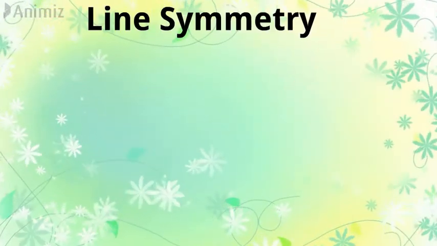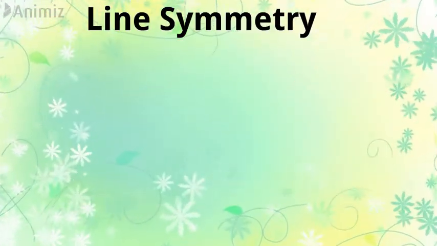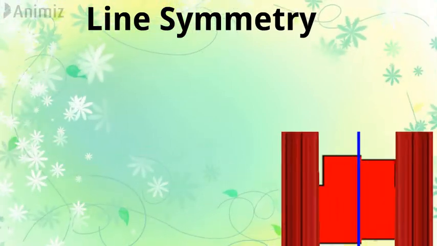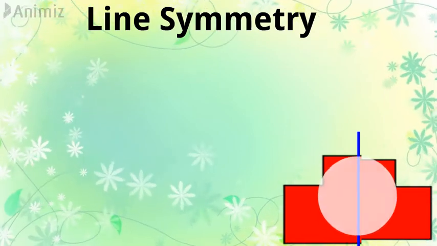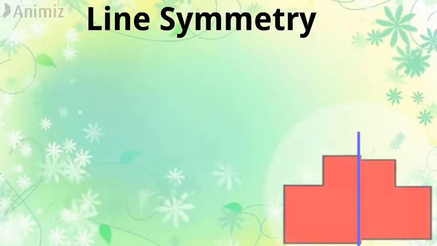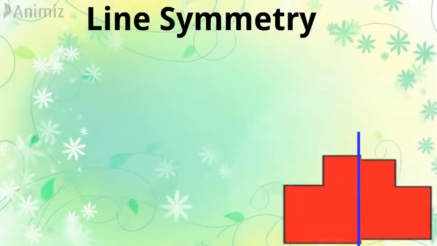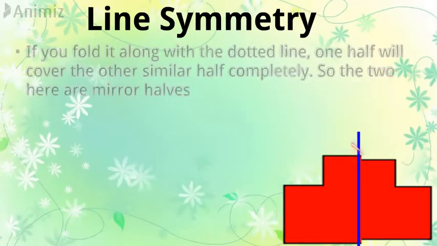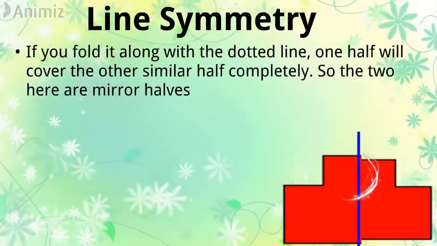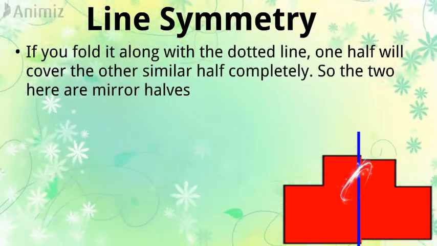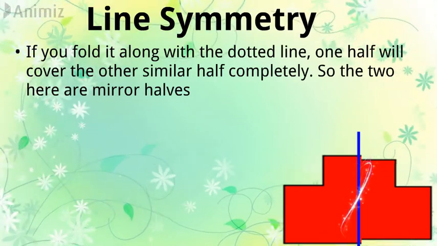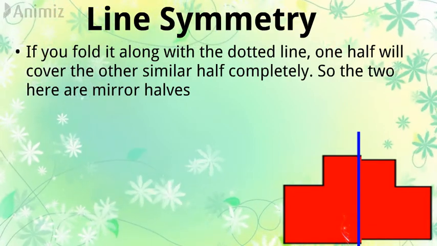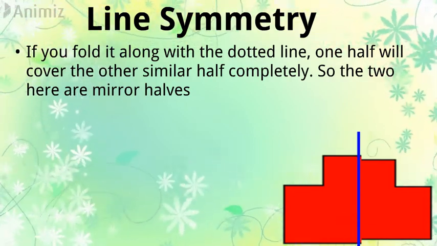So students, let's start our topic today. Line of symmetry. Line of symmetry is more understood to you if you take out a paper and fold it into two halves. A line will be formed between the two halves. This dotted line will be a line of symmetry. It will divide the object into two halves, into two mirror halves.